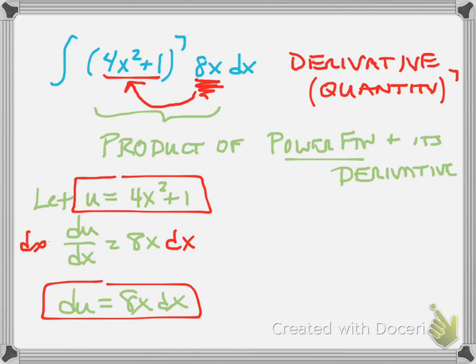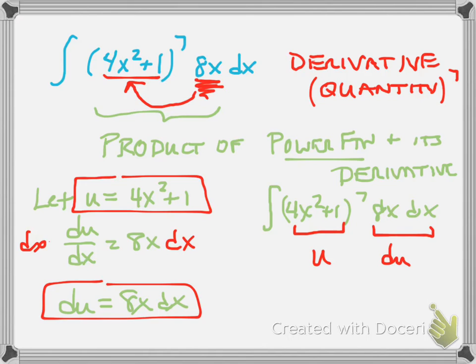So let's show you what that would look like. Let's go back to the original problem. Here's my original problem: 4x squared plus 1 to the 7th, times 8x dx. Take note of the fact that I could actually replace this with a u and this with a du. And now the only thing that's not touched here is the 7, and so we are actually integrating a very similar problem. How much easier is it for us to integrate u to the 7th than it is all this jumbled mess that we started with in the beginning?